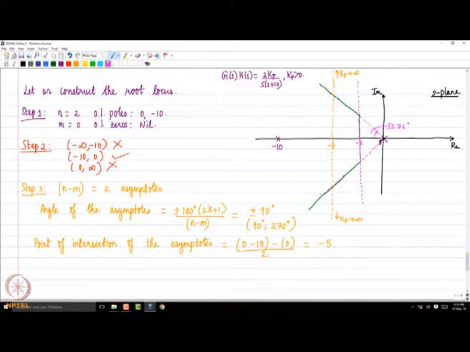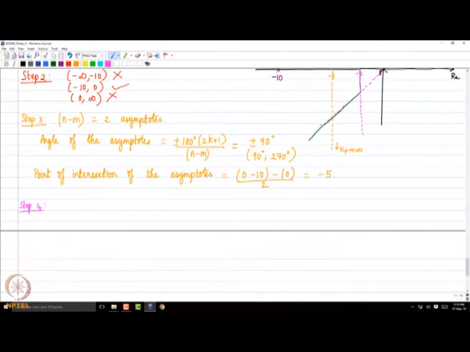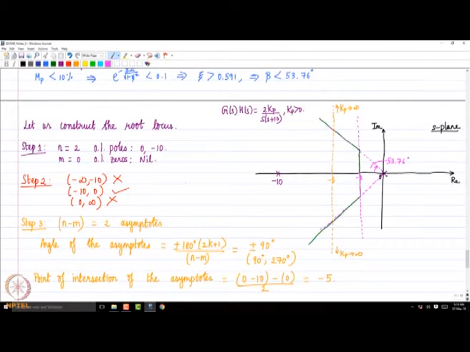Then let us go to step 4. What is step 4? We have to figure out whether there are any breakaway or break-in points. How do we figure out whether there are any breakaway or break-in points? We look at the open loop transfer function.